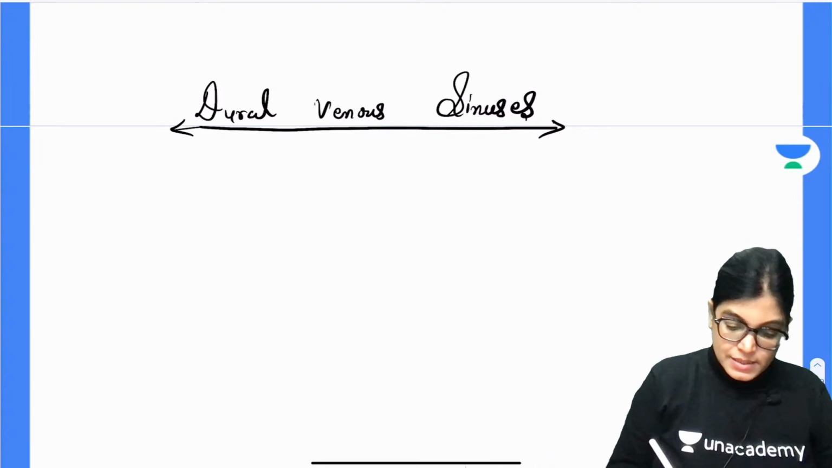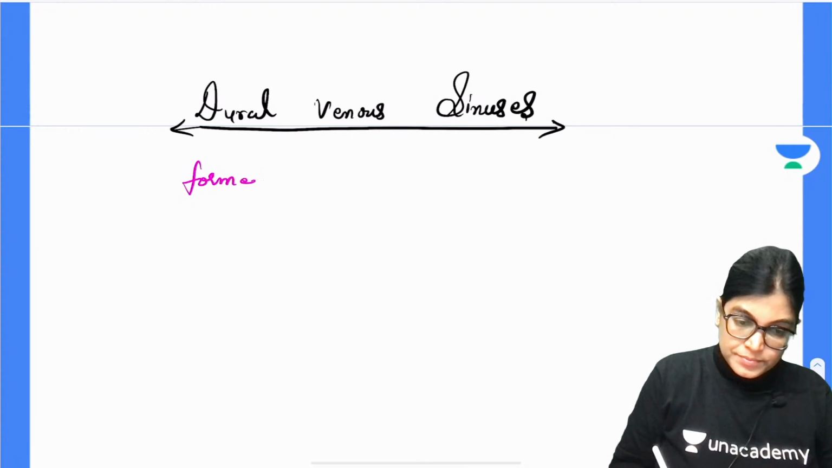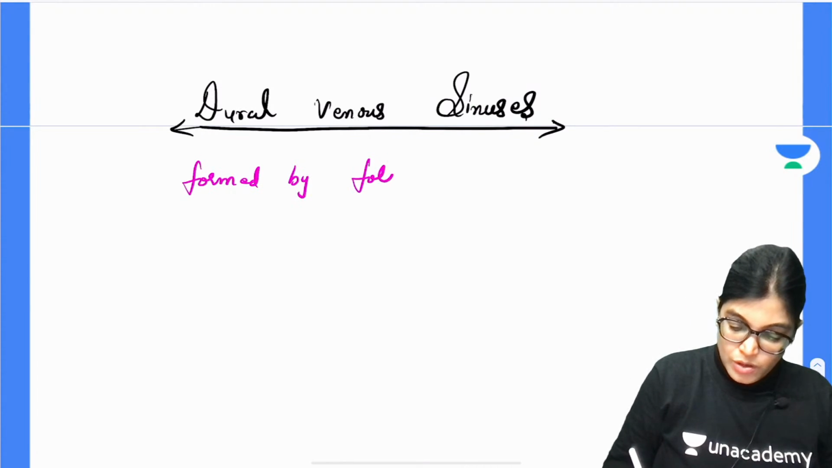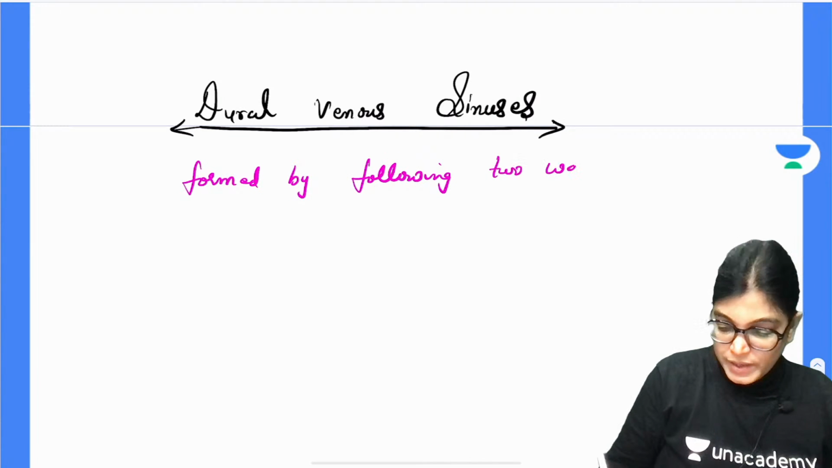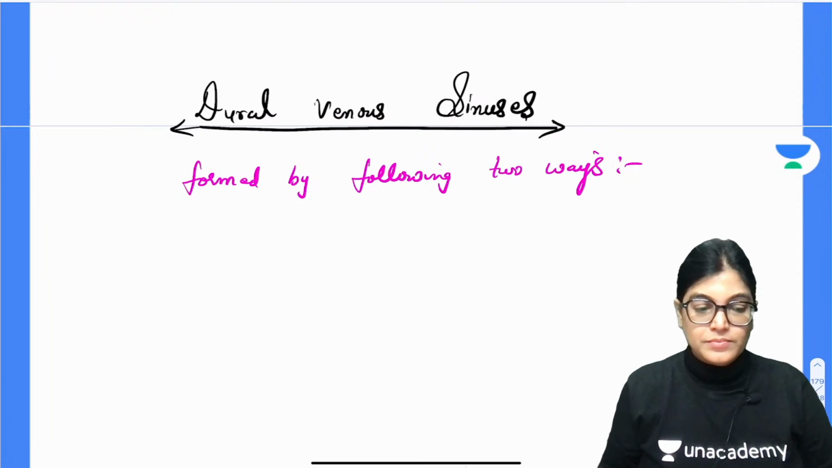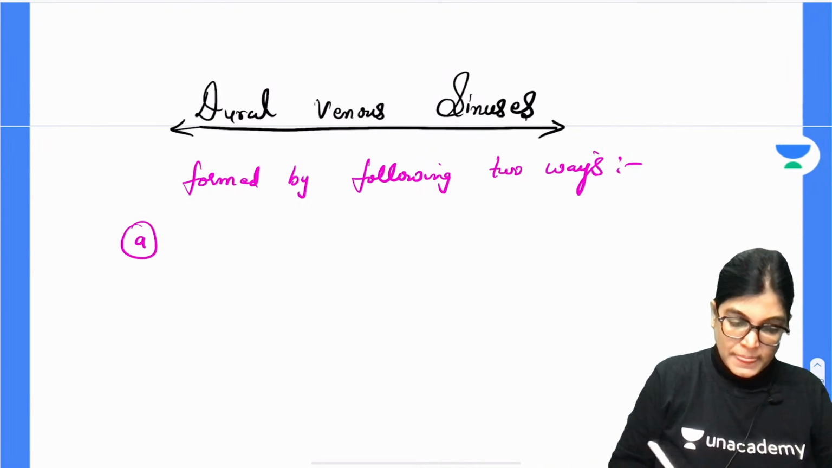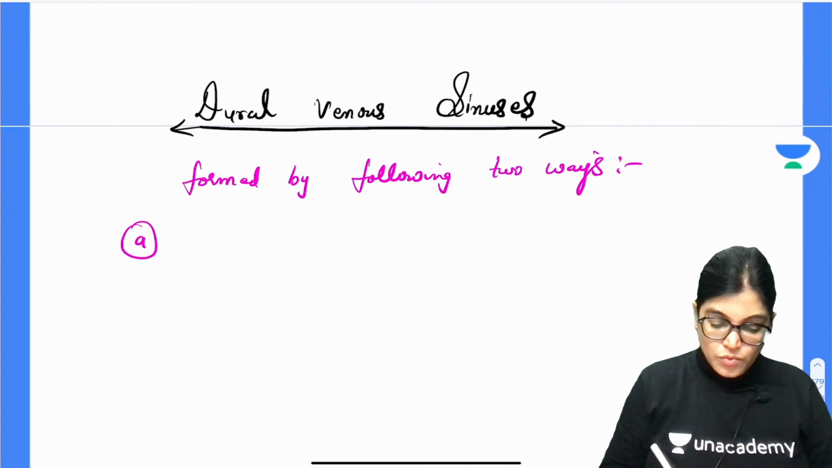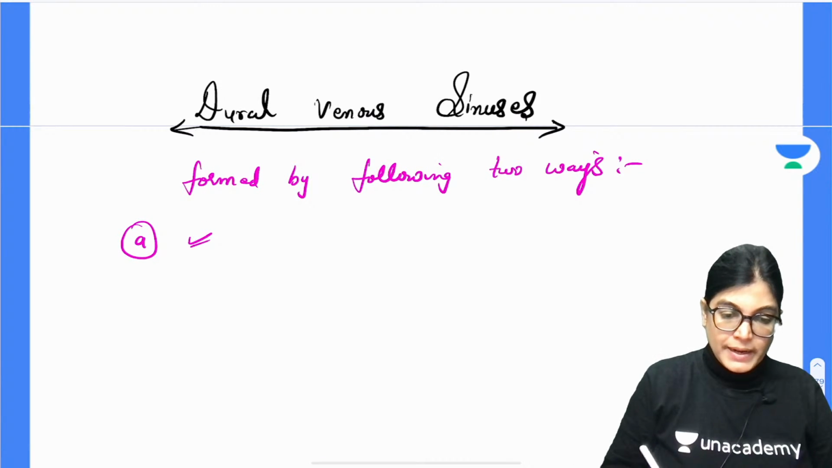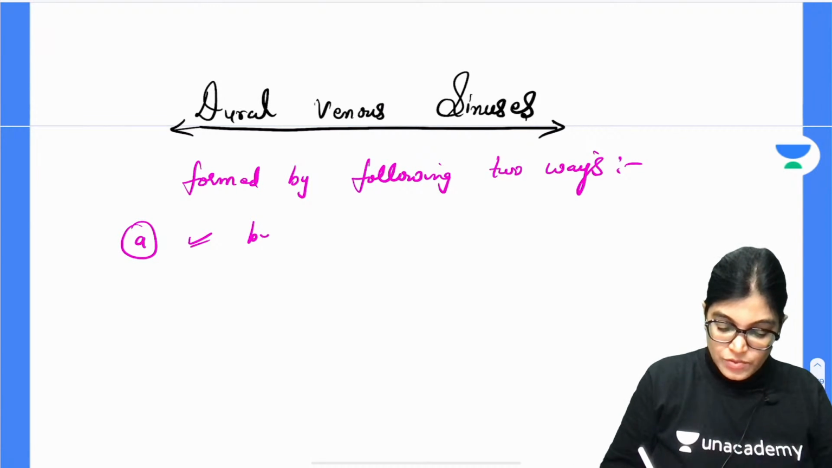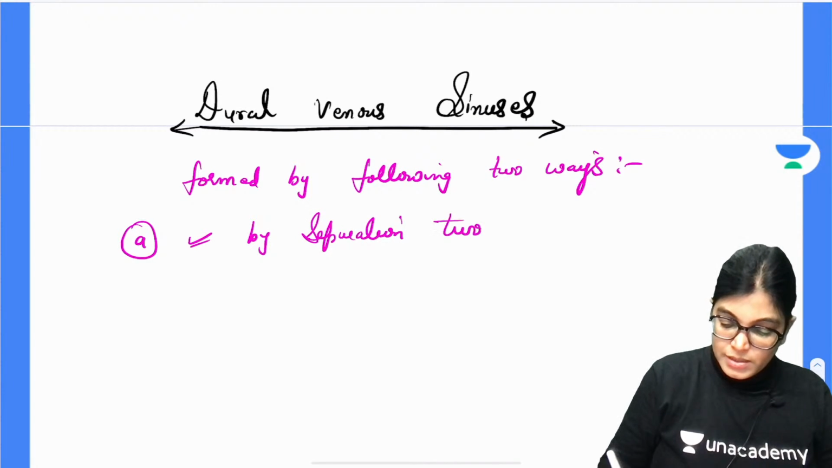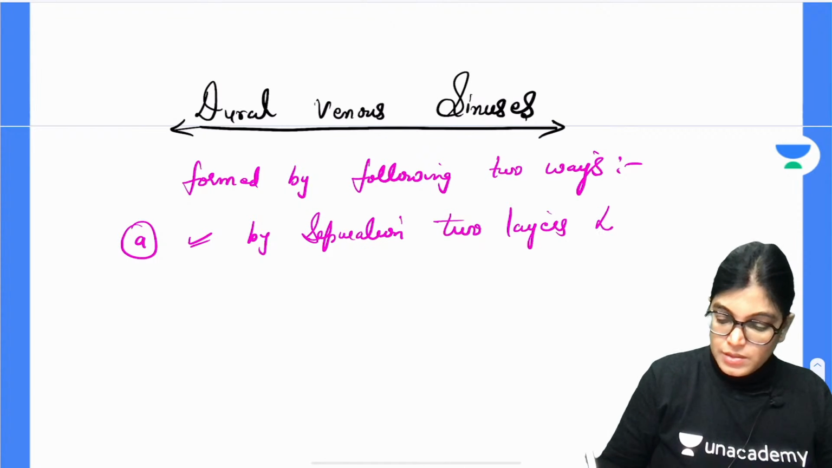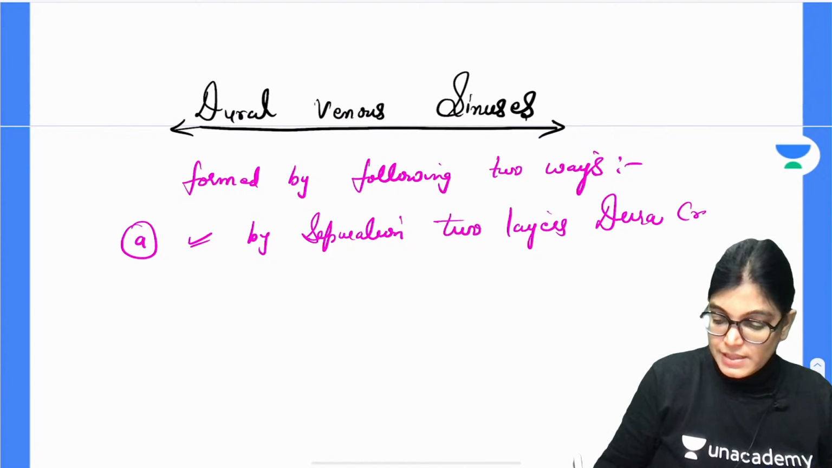Dural venous sinuses are formed in the following 2 ways. One is by separation of 2 layers of dura mater, that is, the cranial dura mater.